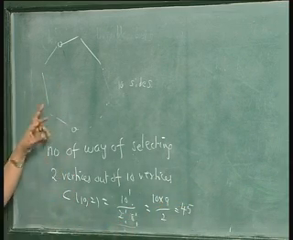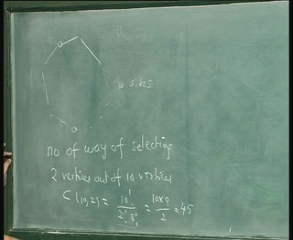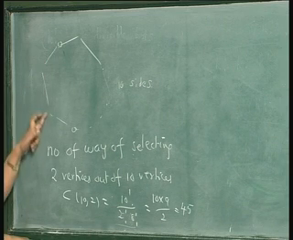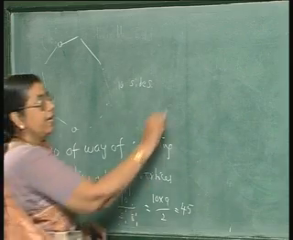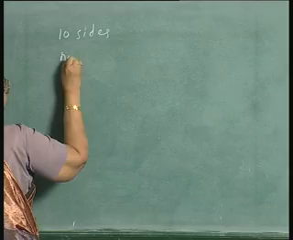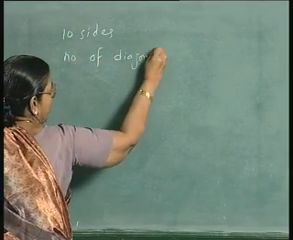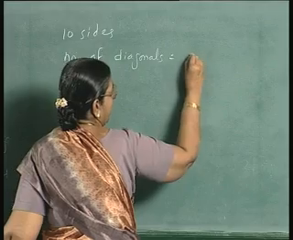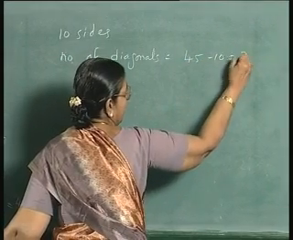But out of this 45, each line segment joins 2 vertices. Out of the 45, 10 are sides. We want only the diagonals, we do not want the sides. There are 10 sides. So, the number of diagonals is 45 minus 10, 35.